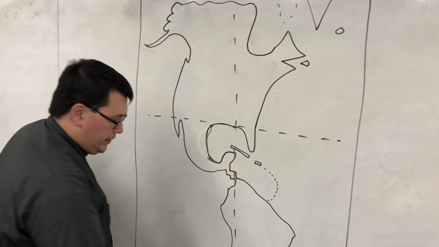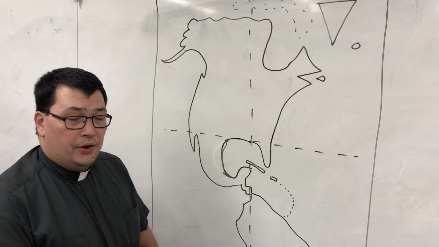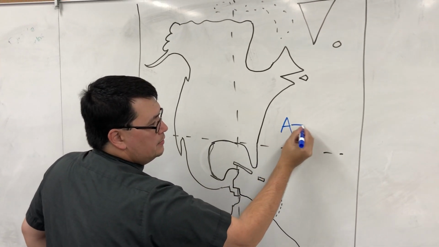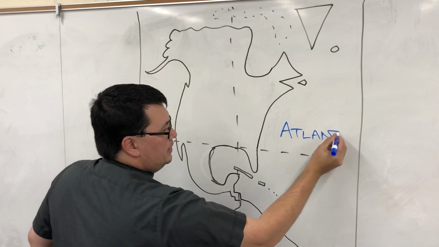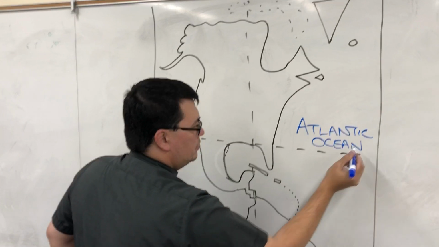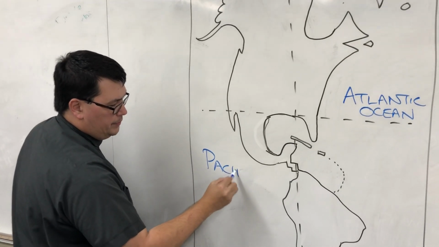So we're done drawing now. Now it's time to label. So we're going to start with our big bodies of water. Our first major body of water here in the east is the Atlantic Ocean. And then here in the west, we have the Pacific.